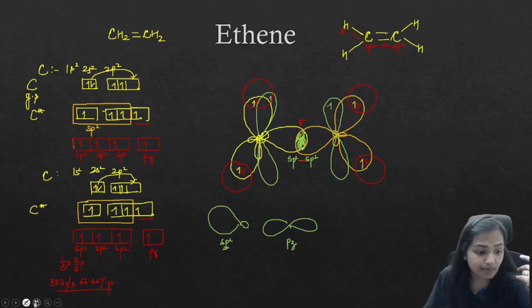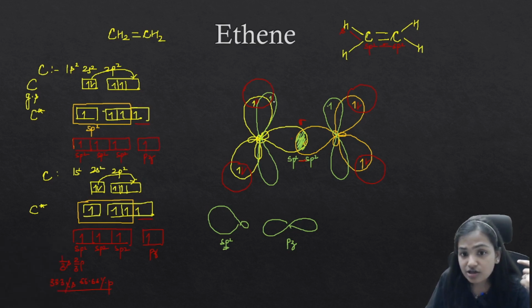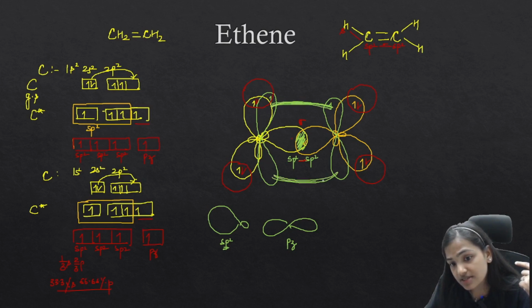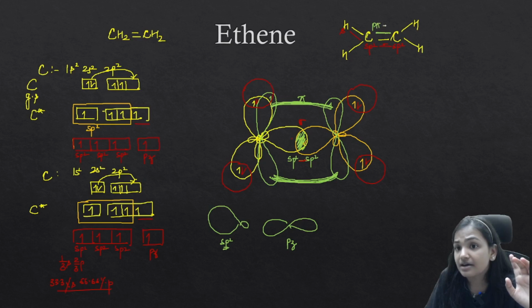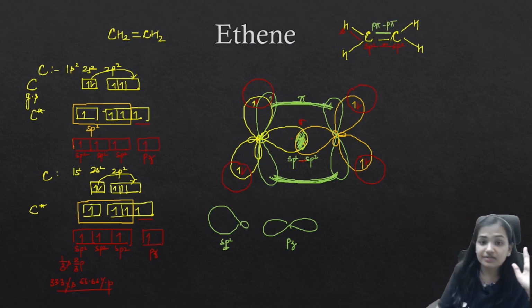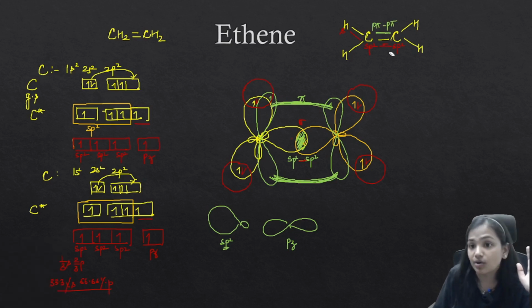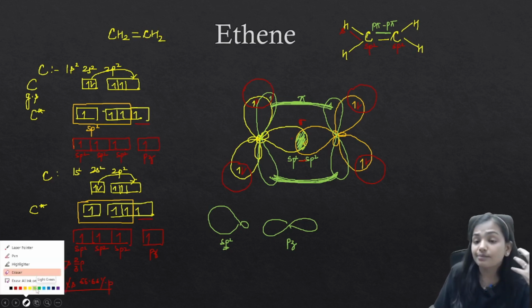Now how did we get this pi bond? Guys, if you see, this is the green color bond, so this p orbital and this p orbital will undergo sidewise overlapping, and because of the sidewise overlapping, this results in the formation of a pi bond. This is a p-pi multiple bond. So if someone asks you what type of pi bond this is, this is a p-pi multiple bond, because this multiple bond is formed by the overlap of pure p orbitals.